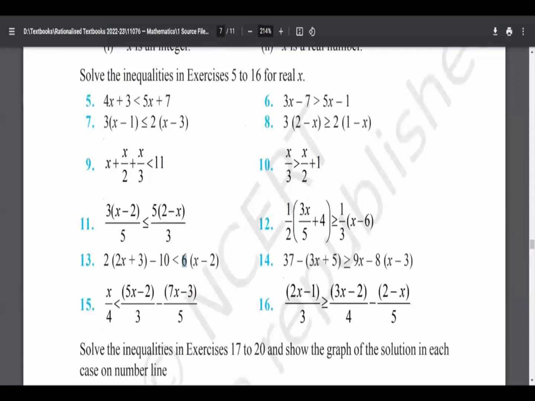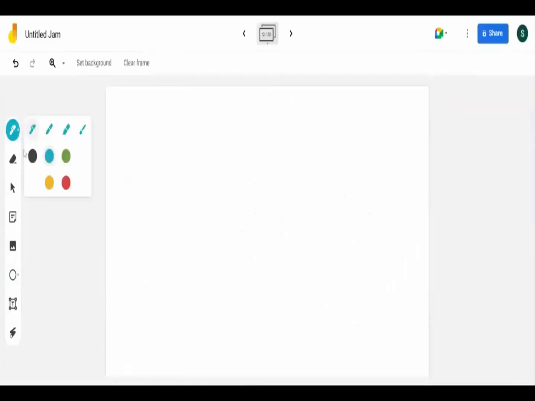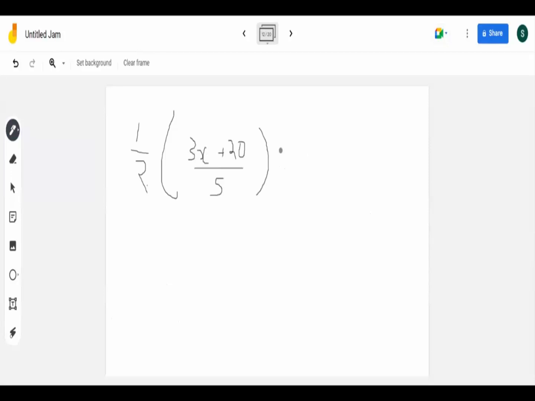And for question number 12, you can see again we have to open the bracket, first cross multiply, then open the bracket, take LCM. Okay. So if we cross multiply, we get 3 times 3x, 5 plus 2. Just cross multiply. First take the LCM of the bracket. Take the LCM of the bracket, we get 3x. This is half. Taking LCM inside the bracket will give us 3x plus 20 by 5 is greater than or equal to 1 by 3 x minus 6.